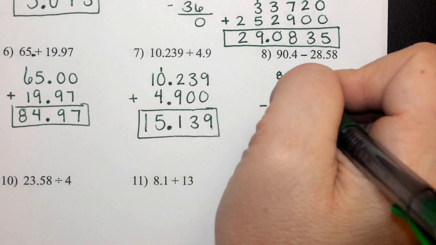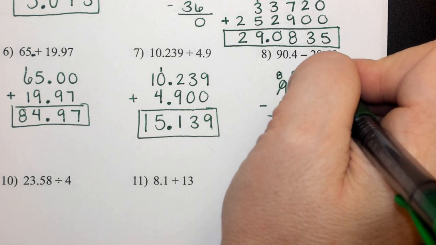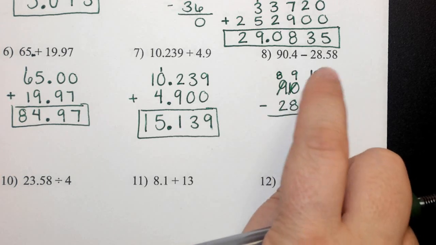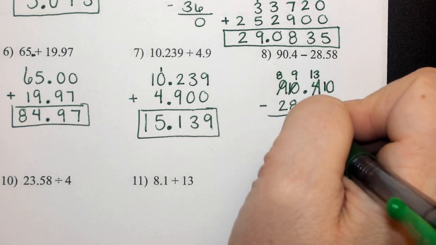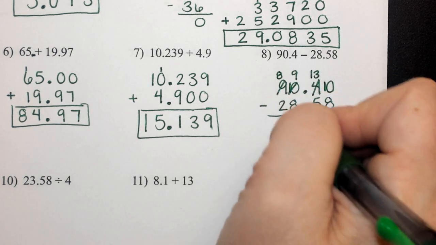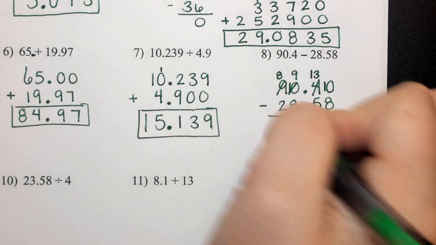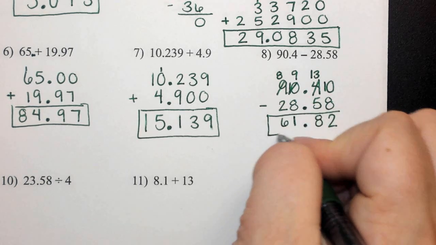And now can I borrow from 10? So now 10 makes a 9, and I pass it next door. The 1 just goes in front, making the number 13. 13 minus 5 is? 8. 9 minus 8 is? 1. And 8 minus 2 is? And you can see I've made sure to bring my decimal down in a straight line.